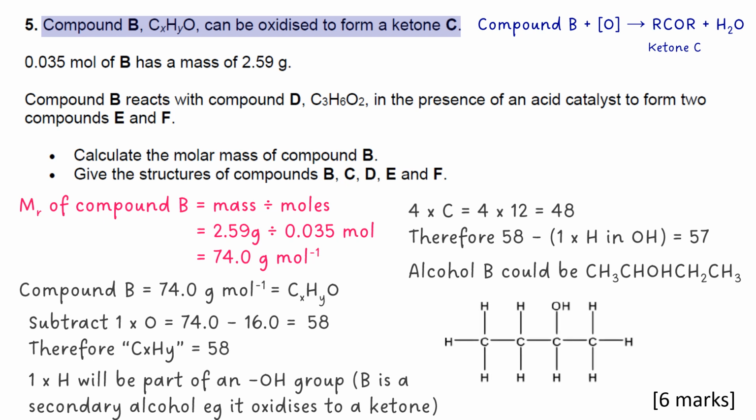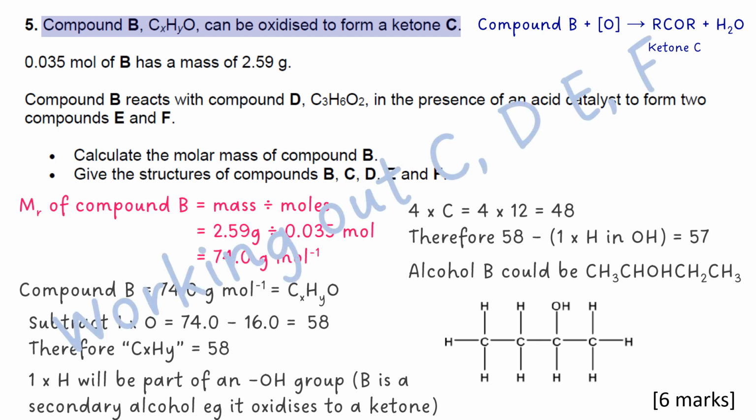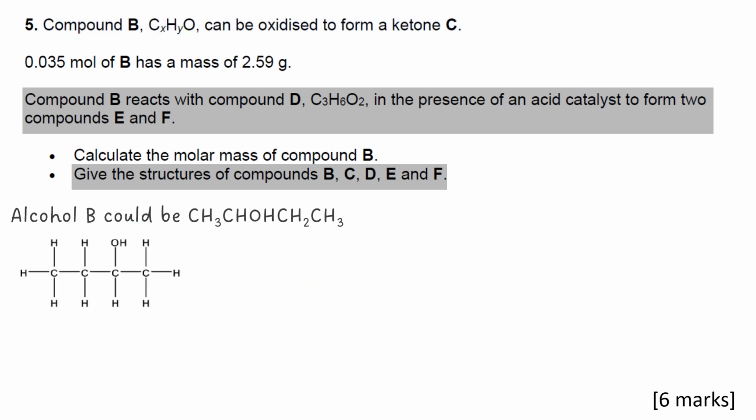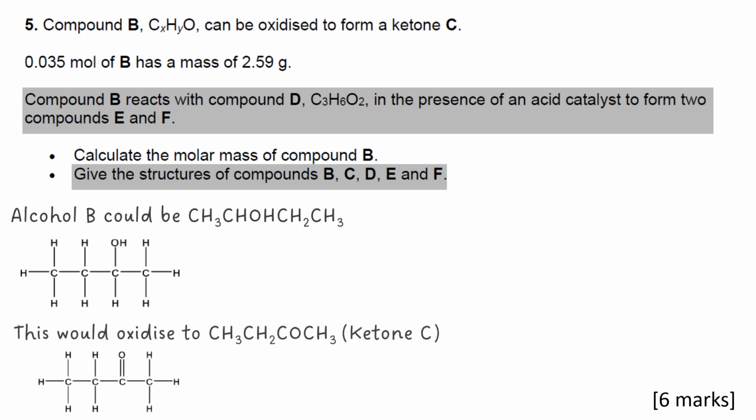So now taking that idea, we need to think about how to work out C, D, E and F. Let's now focus on the information that they've given us about those compounds. We've parked what we've deduced already, and now we're going to look at what compound B does. When it reacts with compound D, it forms C3H6O2. So obviously we need to lay out the fact that the ketone is formed, ketone C. So now we've got B and C.